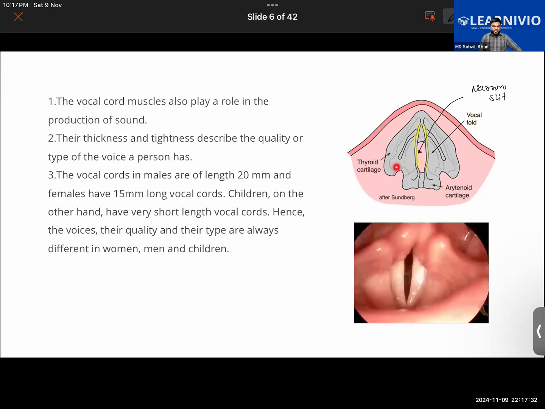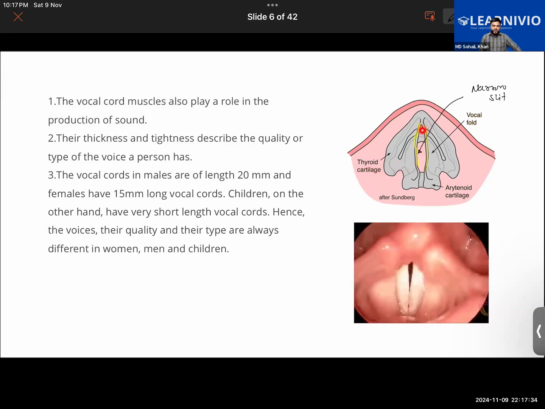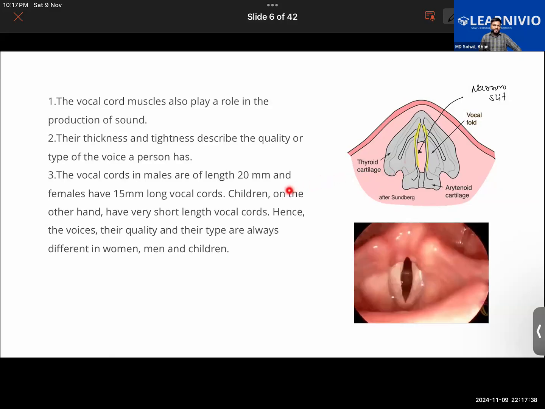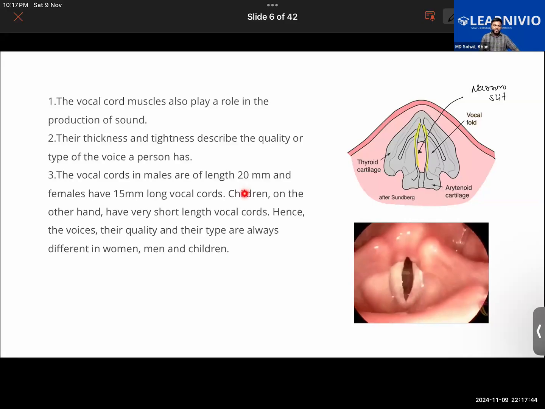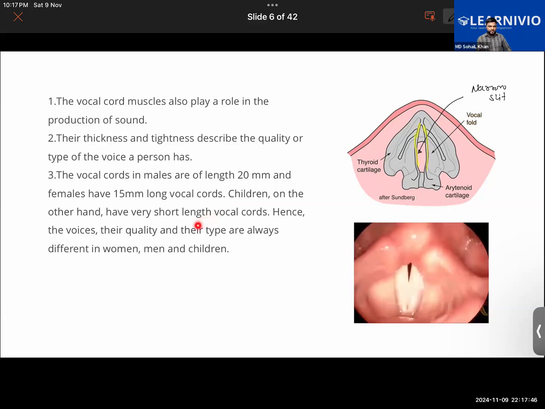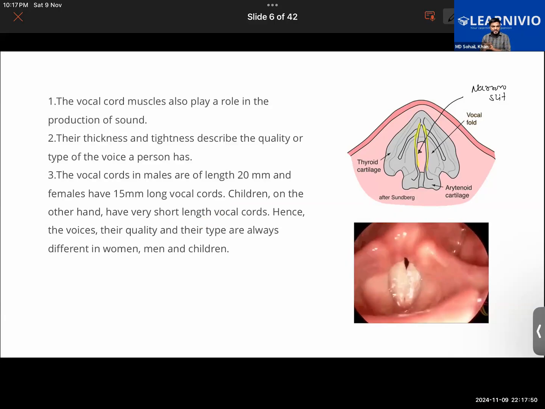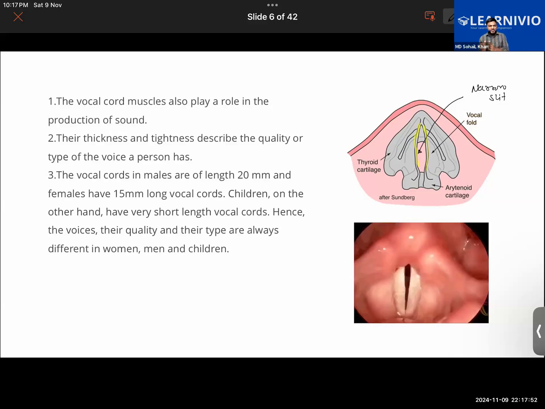Particularly in males, the vocal cords are longer, about 20 millimeter, and in females, about 15 millimeter. If you talk about children, children have very short vocal cords. Hence, we see that the quality and type of voices are always different in women, men, and children.